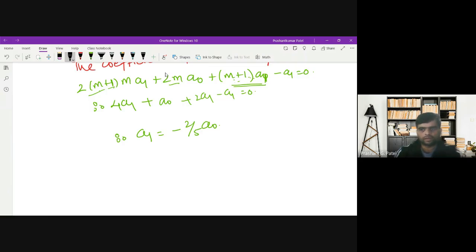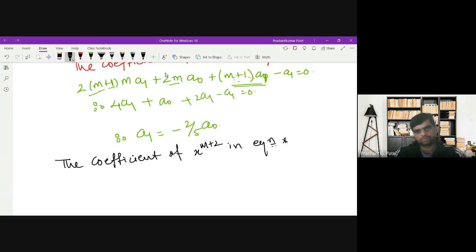Same way, the coefficient of x power m plus 2 in that equation, what will we get?